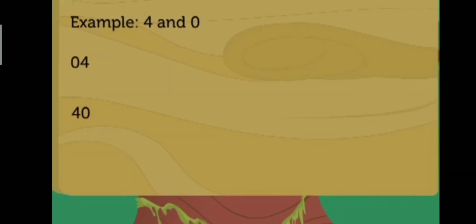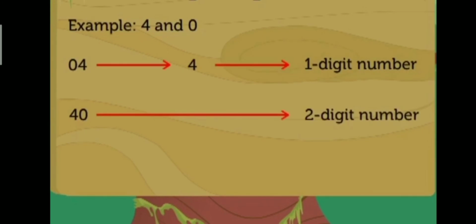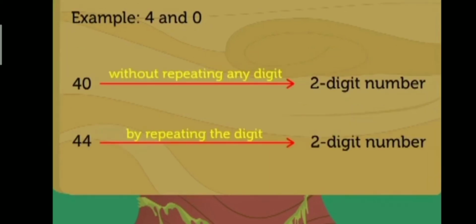Students, now let's solve one more example to understand it in a better way. Students, we have the two digits 4 and 0. Here we can form two numbers, that is 04 and 40. But students, 04 is a one-digit number. Students, 0 is never written on the extreme left place. So, 40 is the only number formed by using the digits 4 and 0.